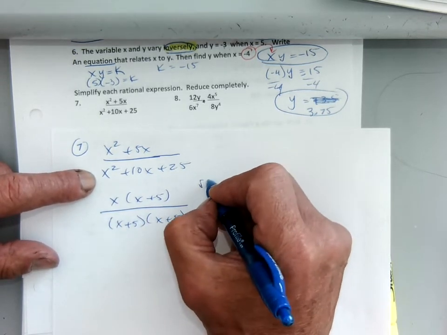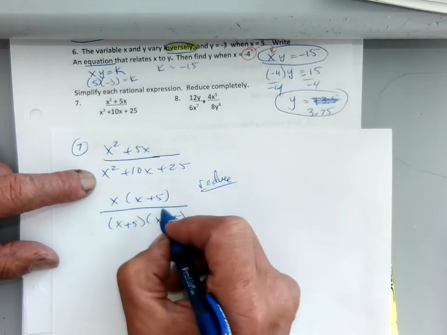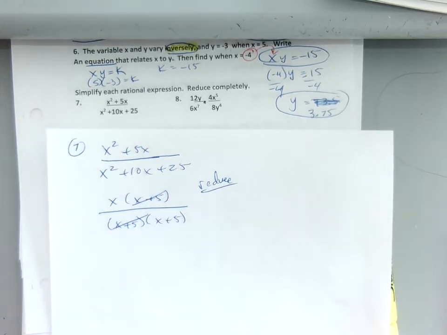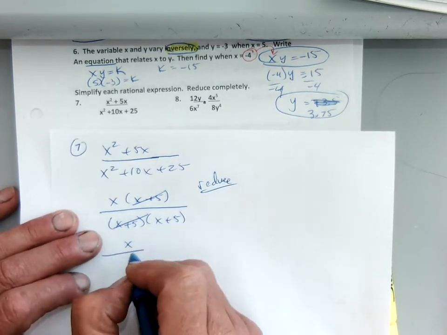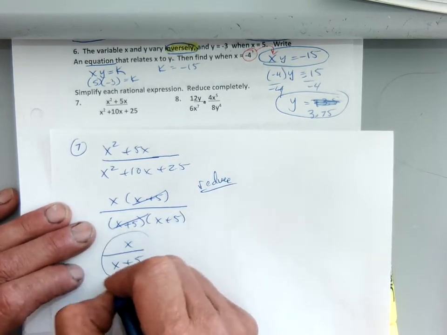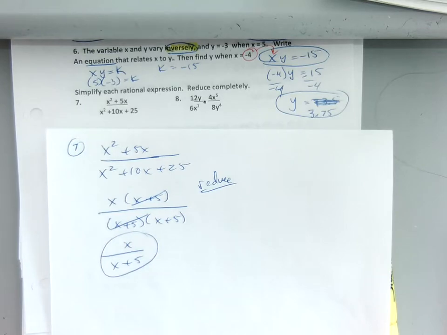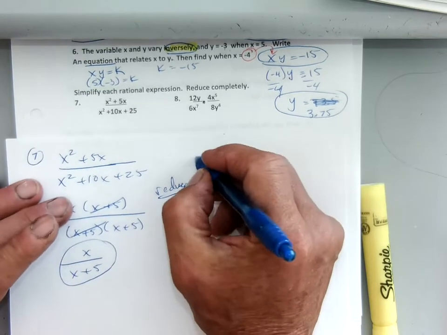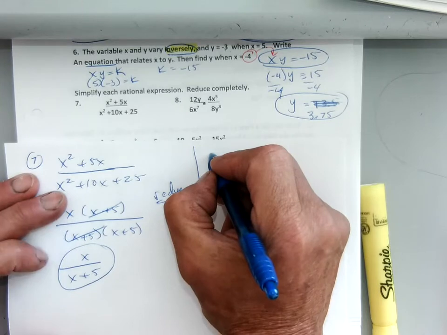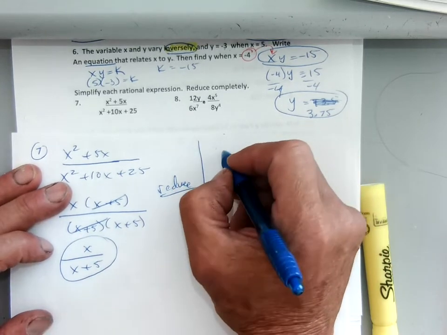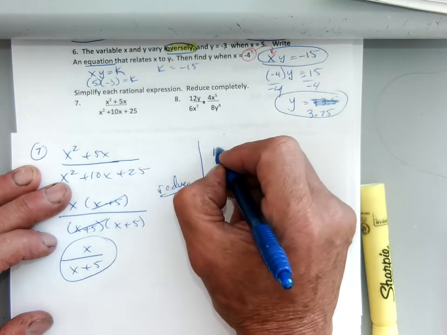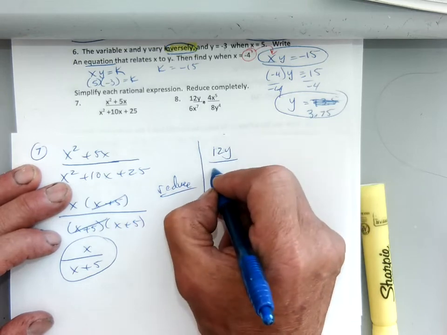I want to reduce, that's my goal, is to reduce, cancel. I reduce my fraction, and it becomes just x over x plus 5. Okay? That's the final answer. That made sense. Yeah.